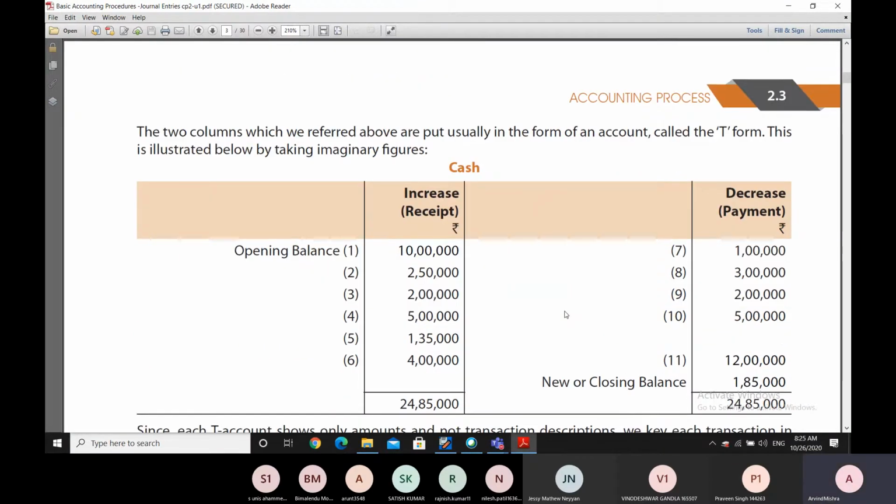Now, this can be shown like this: if we have an imaginary cash account, we have an opening balance, and then we make entries where the cash balance is increasing, like 2,50,000, 2 lakh, 5 lakh, 1,35,000, 4 lakh. So the cash balances are increasing on the left hand side of this column, whereas on the right hand side the cash balance is decreasing.